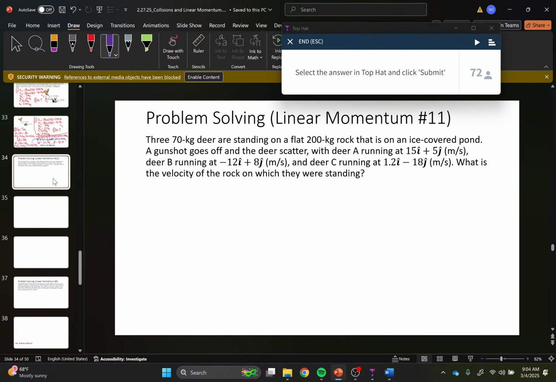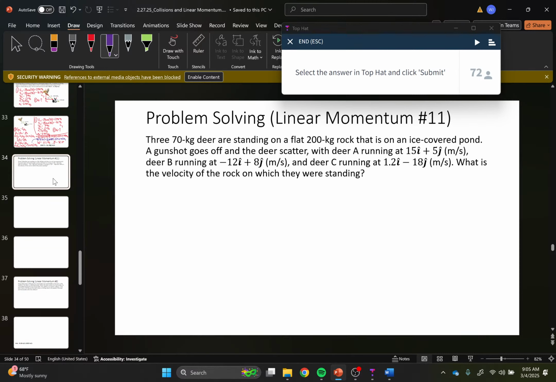All right. This one is the next level of complexity. You all had 2 objects in the x and y. Now we have 4 objects. Draw a picture of it. If you don't draw a picture, it's going to be hard to keep track of it all. So you've got 3 deer standing on a flat rock that's on an ice-covered pond. That's just so we don't have friction. That's the reason it's on ice.